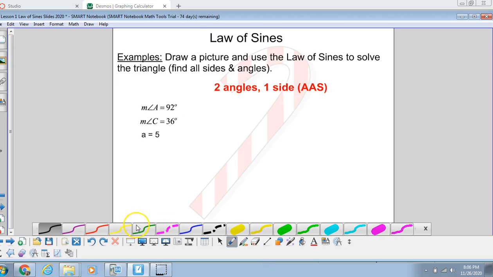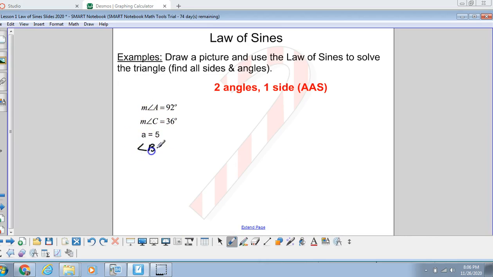I personally always like to start off by writing the things that I still need to find. In this case, we're given angle A and angle C, and we've got side a. We know that we need to find the other missing angle, which is angle B, and we need to find side b and side c. Let's draw ourselves a picture. Your picture does not need to be incredibly accurate. You just need to draw something to give you a reference for what is where.